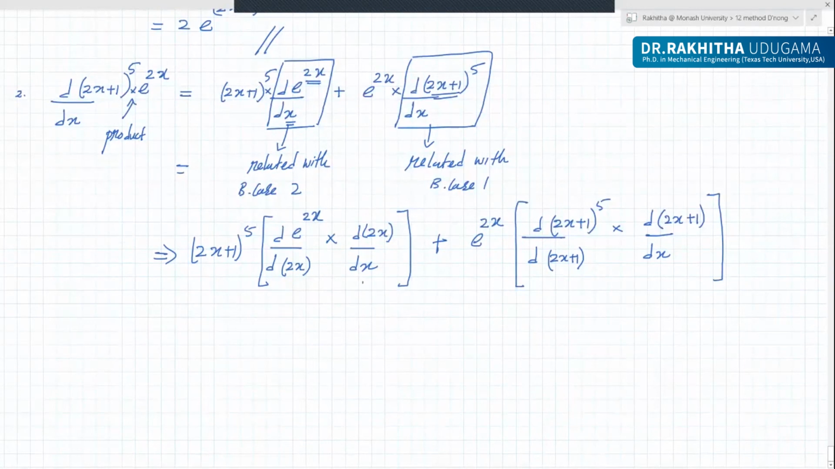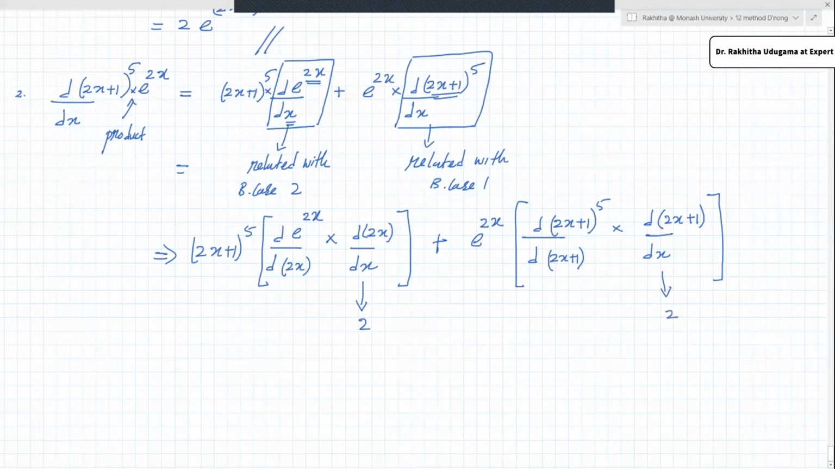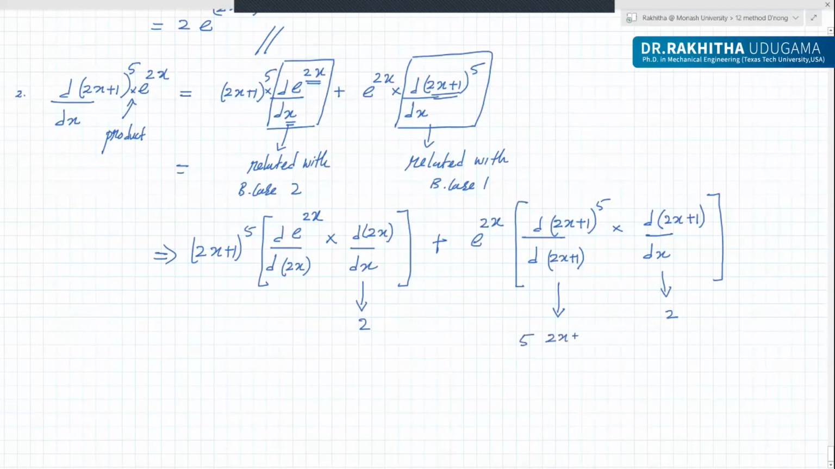Now what about this? This is so easy. You can take 2 out. So d/dx of x would be 1. So the answer is 2. This one also easy. So the answer also 2 here, right? Because d/dx of 1 is 0. You can take 2 out. d/dx of x is 1. So just 2. The answer here is very easy. Why? Because this is base case number 1. mj is satisfied. So you can say 5 mj (2x plus 1) to the power 4.